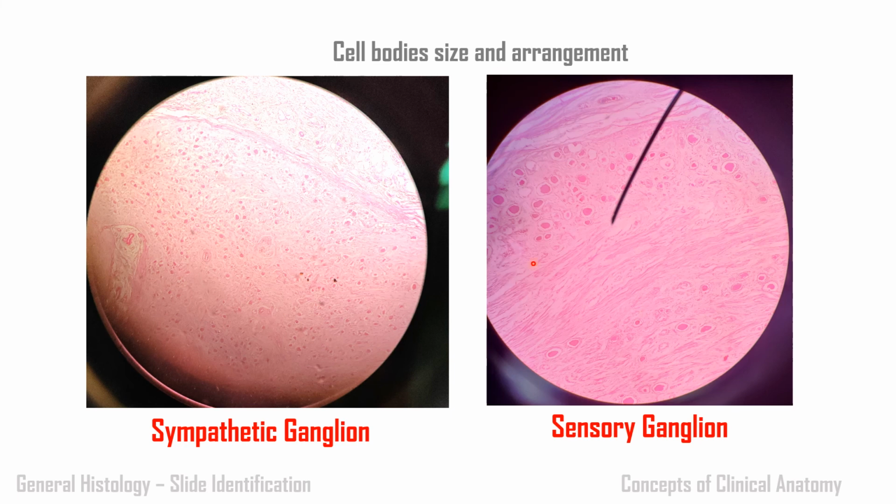One more easy differentiating point is that you can count the number of cell bodies. The cell body is quite large, so the number of cell bodies within a field will be minimal, and you can actually count them. But in the sympathetic ganglion, as the cell body is smaller, you can't count. There are numerous cell bodies present in a single 10x field. Hope you can differentiate these two based on the arrangement and size of the cell body.